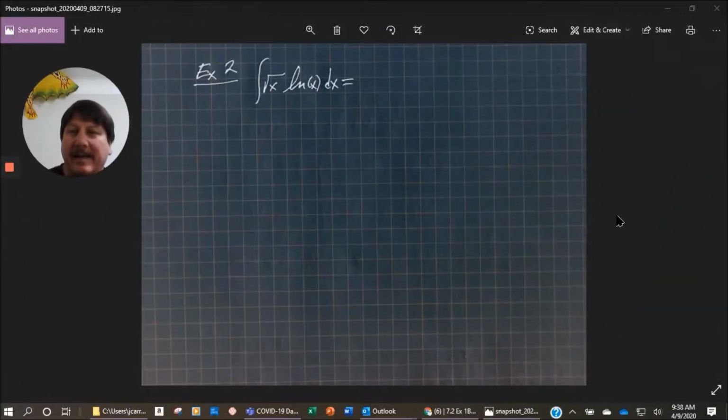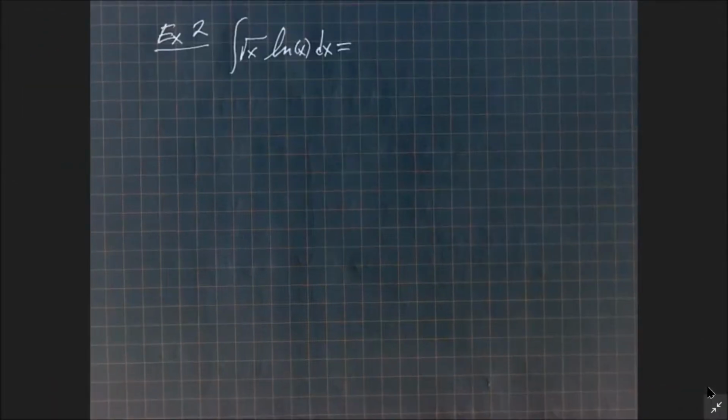Okay, and our second example looked very similar to the first one, except it's a square root of x, not just x. So it does actually kind of change things. That and I have the natural log of x instead of e to the x. So let's go ahead and look at this one.